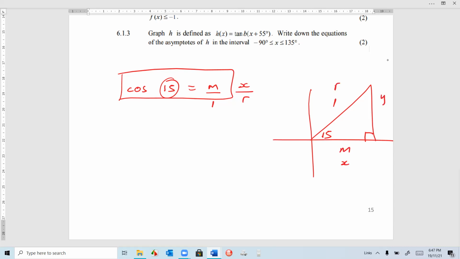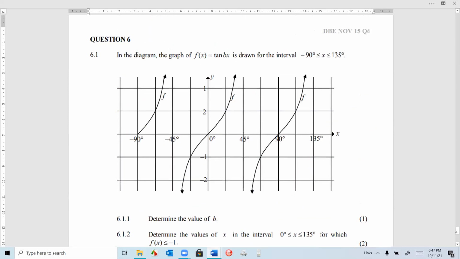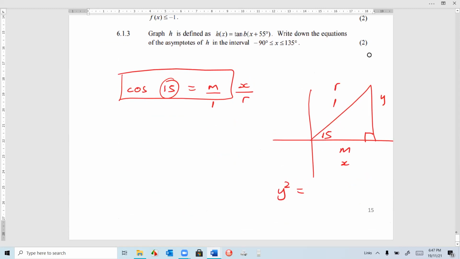The y value. So we're going to use Pythagoras. And once you have Pythagoras, you've got y squared is equal to 1 minus x squared. And to find y, you're going to say that's the square root of 1 minus x squared. So can you see now I have x is m, r is 1, and my y value is the square root of 1 minus x squared.